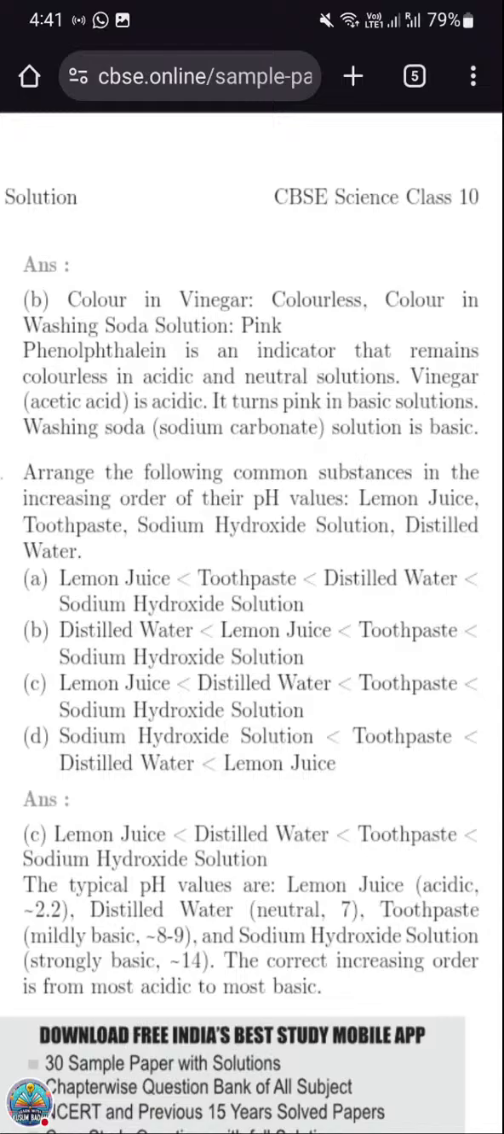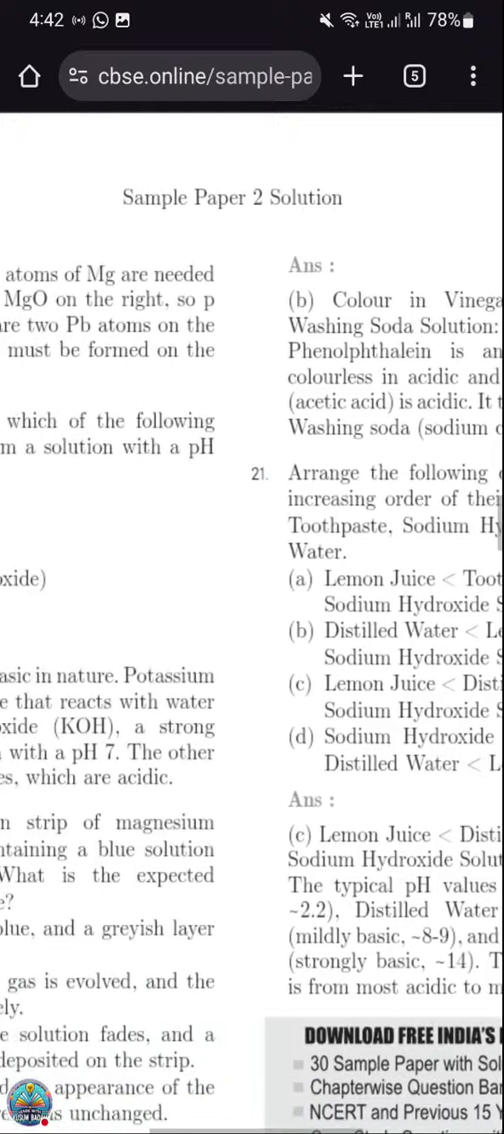So phenolphthalein color you need to learn very perfectly. Phenolphthalein, okay, K2O.